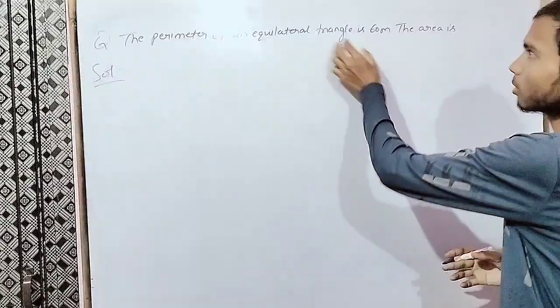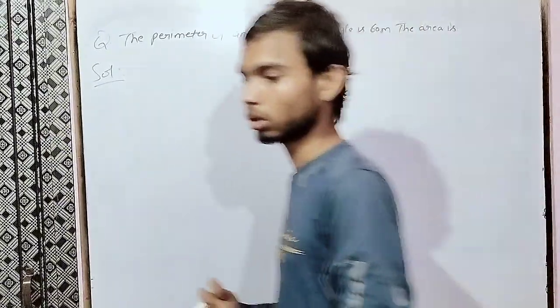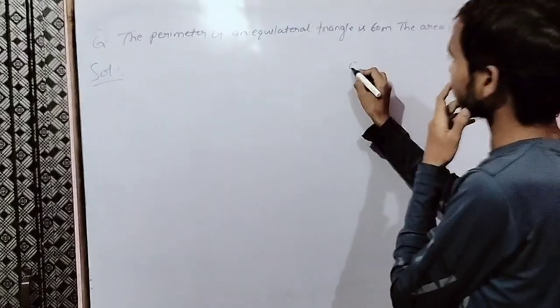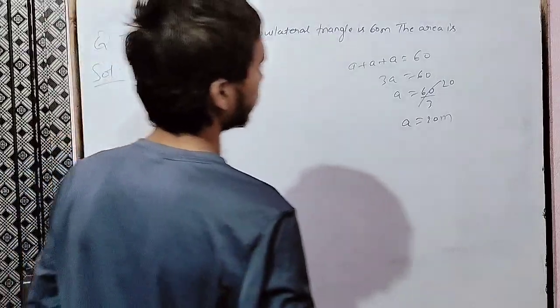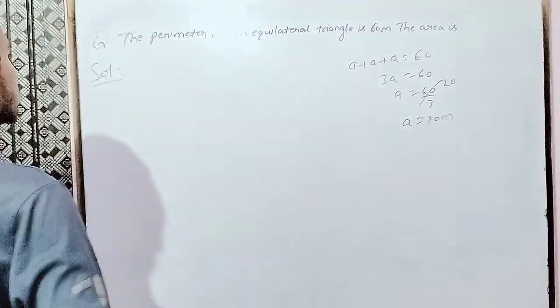Okay. So if a perimeter is given of an equilateral triangle, then we know that A plus A plus A is the total perimeter, which is given as 60. Perimeter is given 60 meter. So 3A is 60. So A is 60 upon 3. A is 20. A will be 20 meter. So there are 3 sides of a triangle which are equal to each other, with a measure of 20 meter.